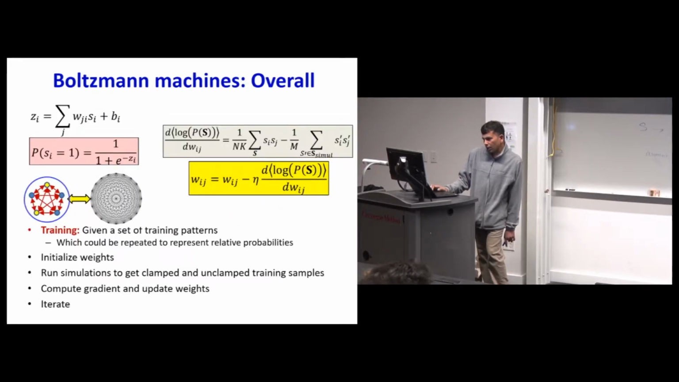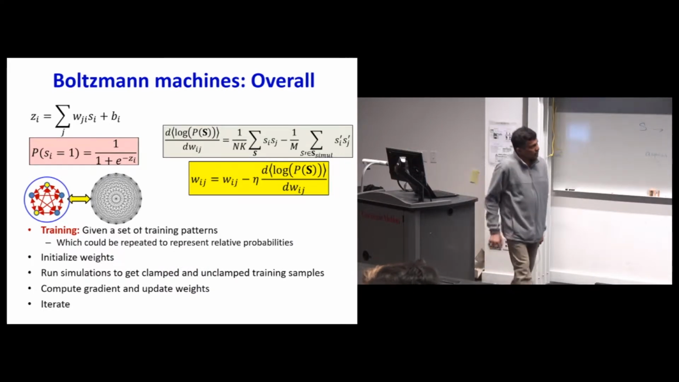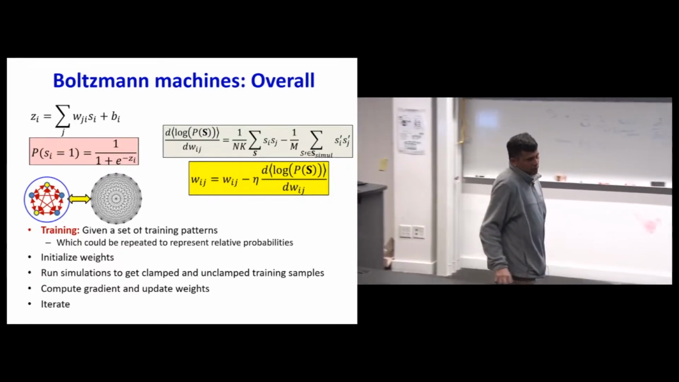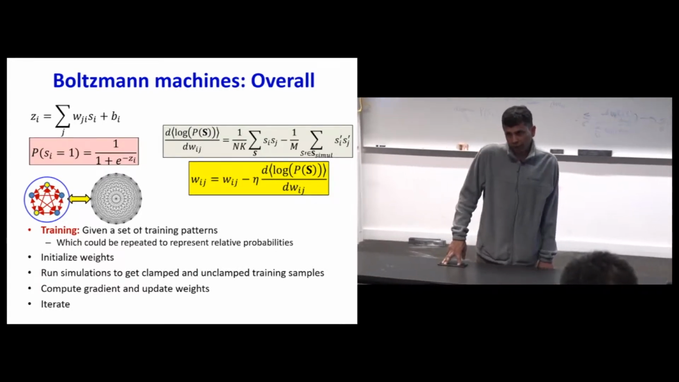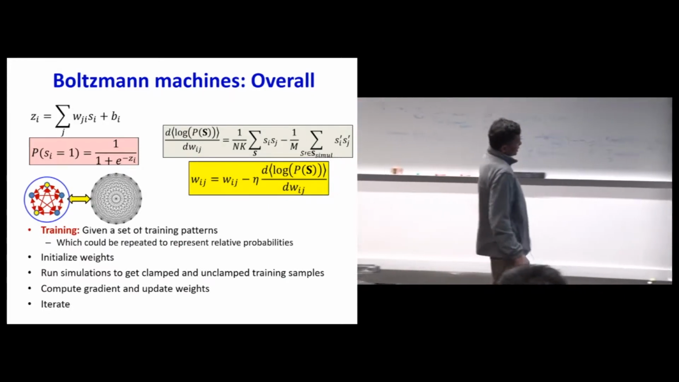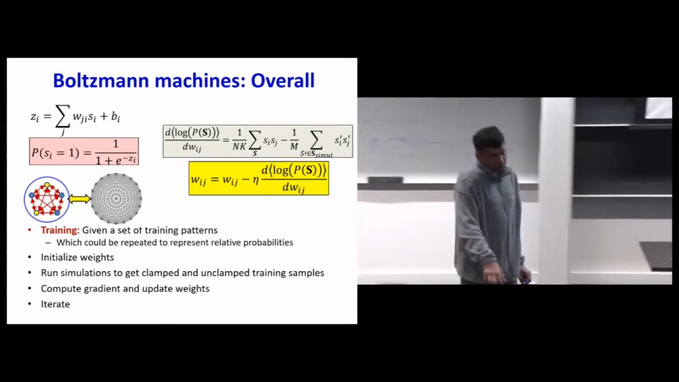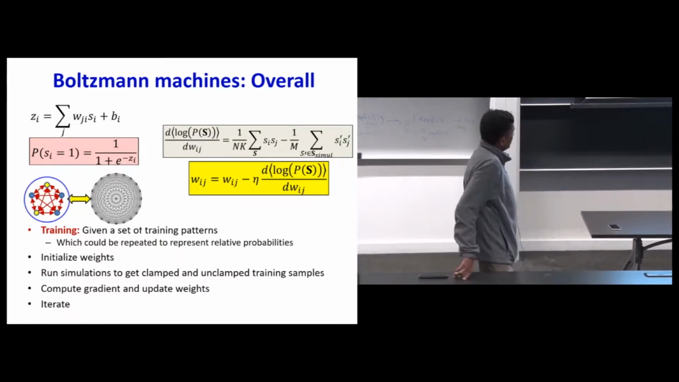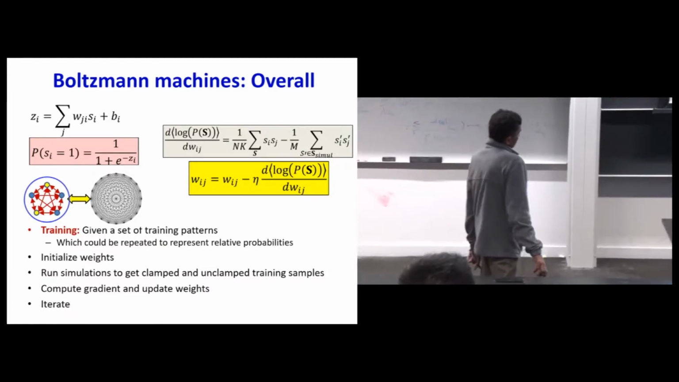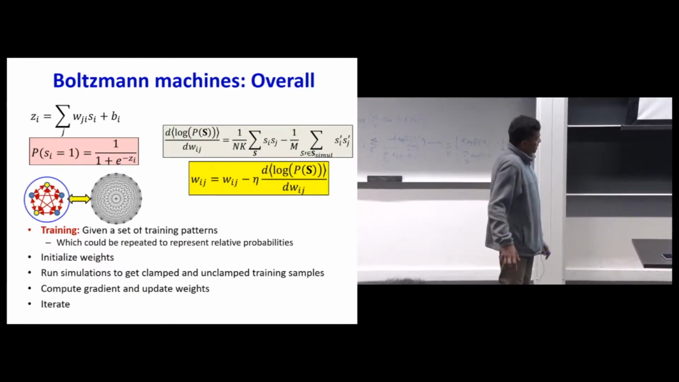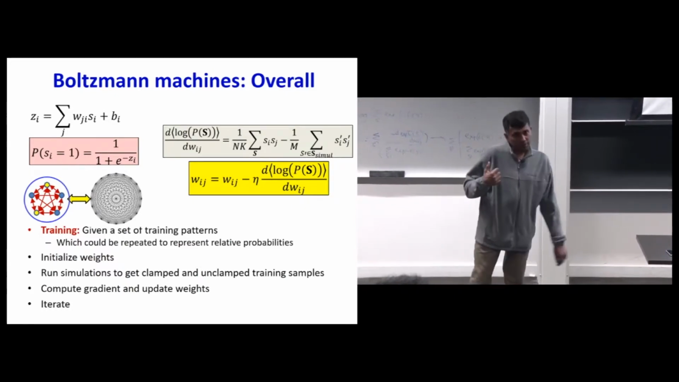So here's the overall framework. Training, you'd be given a bunch of training instances, which could be repeated to represent relative probabilities of different patterns you want to store. You'd initialize your weights. Then you'd clamp the visible values, the patterns that you're trying to store, and you let the network evolve. And you get a bunch of training samples. Then you unclamp it and let the network evolve. You get a bunch of other training samples. Compute the gradients and update the weights.